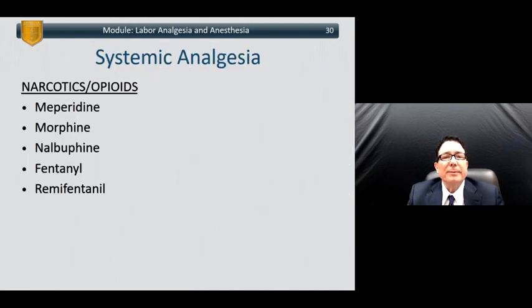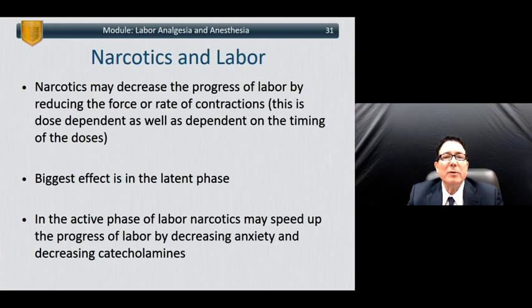What can we do? Well, for systemic analgesia, very commonly used are narcotics, opioids, like morphine, fentanyl, and remifentanil more recently. Now, narcotics may slow the progress of labor because they may reduce the force or rate of contractions. Obviously, this is dose dependent, and also dependent on the timing of the doses. The biggest effect is in that latent phase that we showed earlier in that picture.